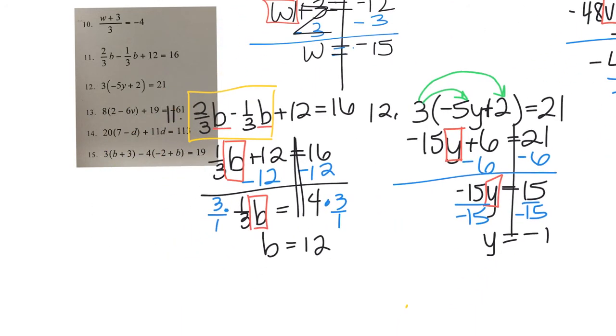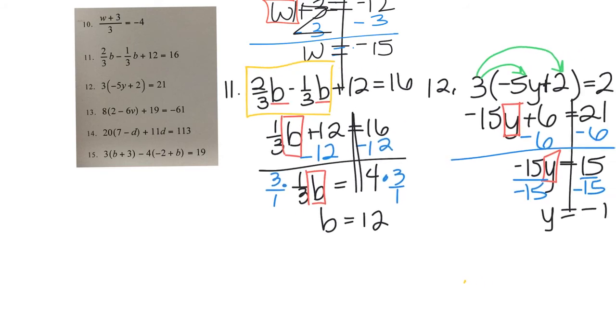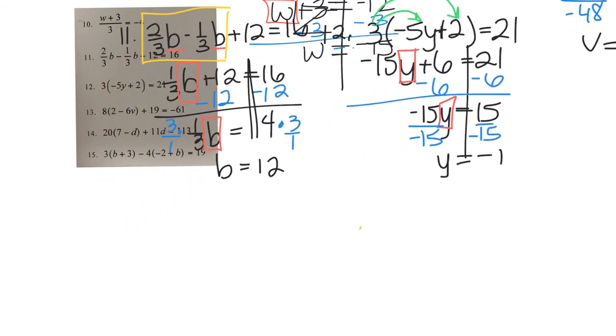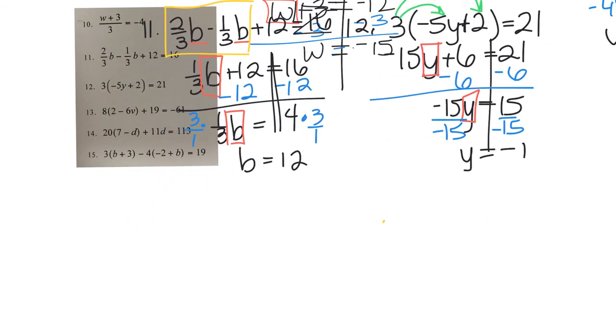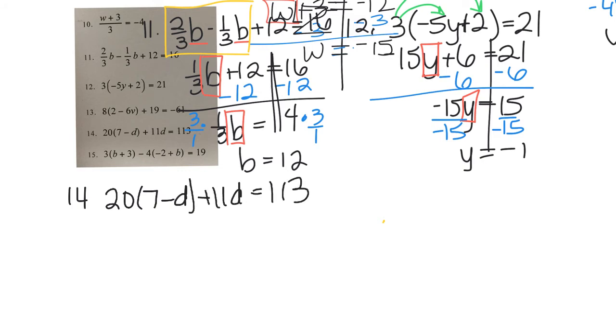I'm going to move some of this out of the way so we have room for 14 and 15. So 14, 20 times 7 minus d plus 11d equals 113. Start by distributing. 140 minus 20d plus 11d equals 113.